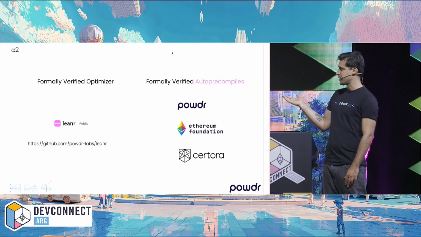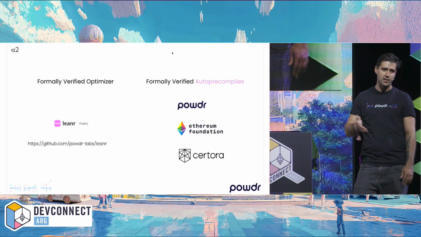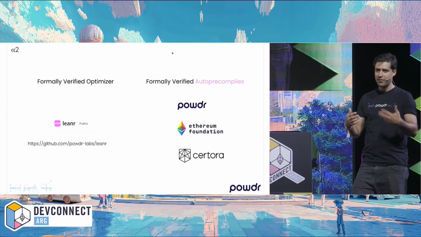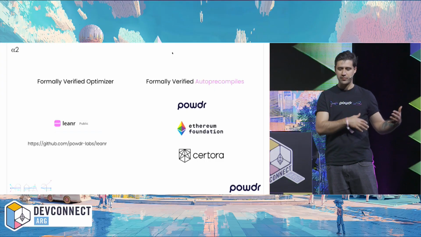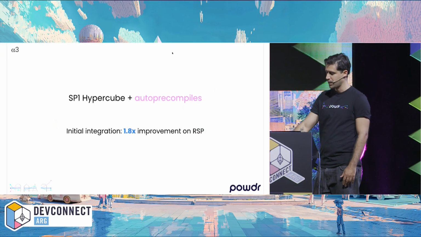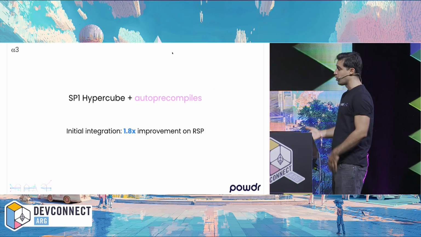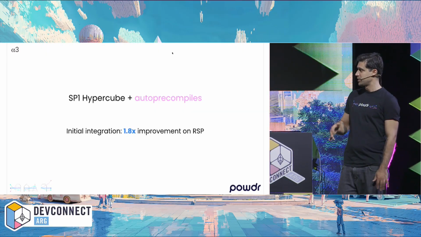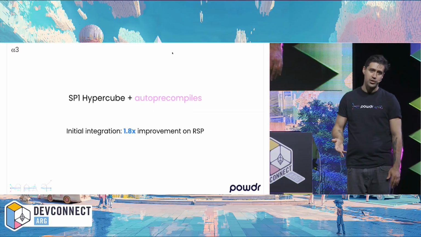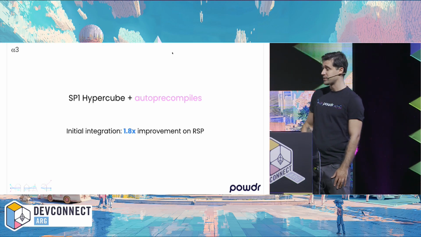We also have a project with the Ethereum Foundation and Certora to use SMT-based approaches to prove that every single generated auto-precompile is semantically equivalent to the RISC-V basic block that it came from. This, of course, also propagates to different zkVMs. And SP1 Hypercube has an initial integration with auto-precompiles that already shows almost twice as fast proofs.